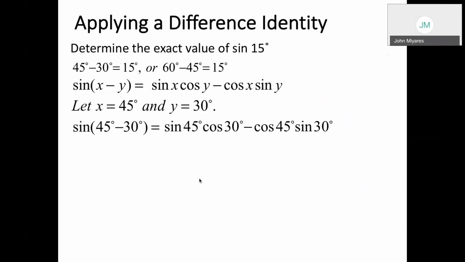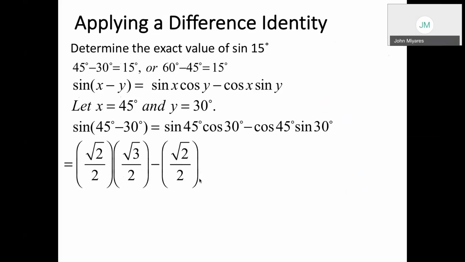From here, let's substitute in what we know about each piece of this. The sine of 45 degrees is the square root of 2 over 2. The cosine of 30 degrees is the square root of 3 over 2. Now we need to subtract the cosine of 45 degrees, which is the square root of 2 over 2, and multiply that by the sine of 30 degrees, which is 1/2.